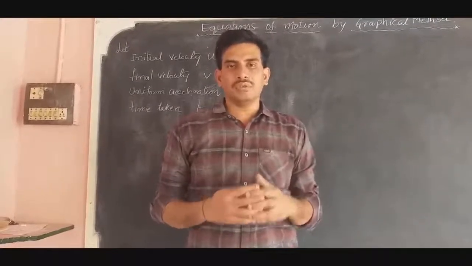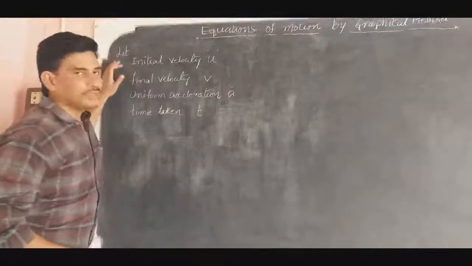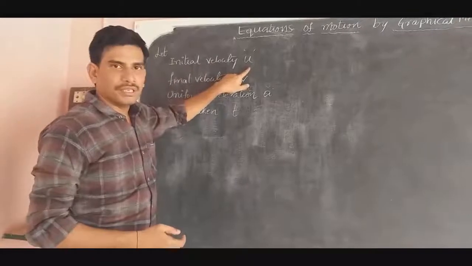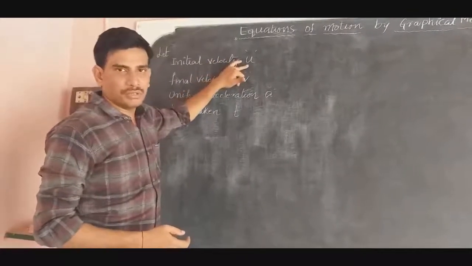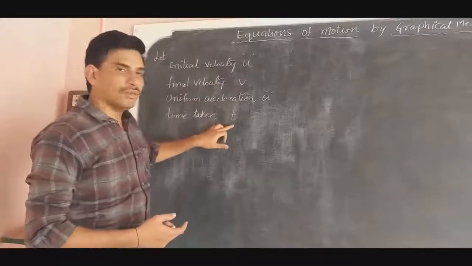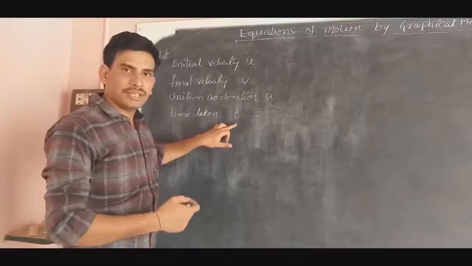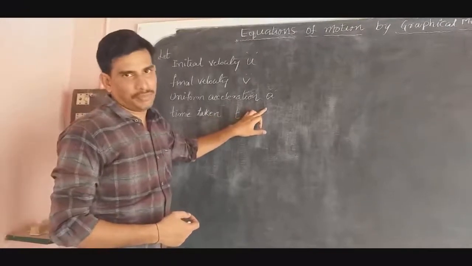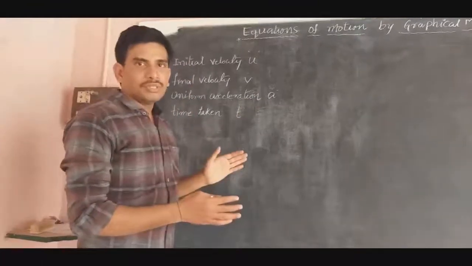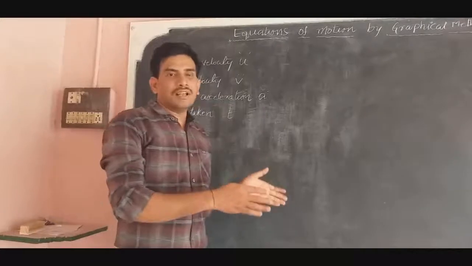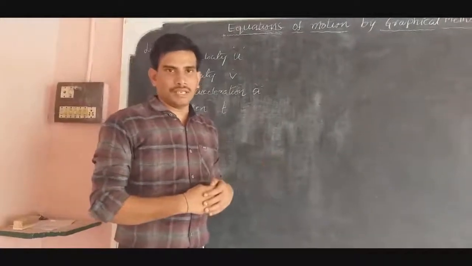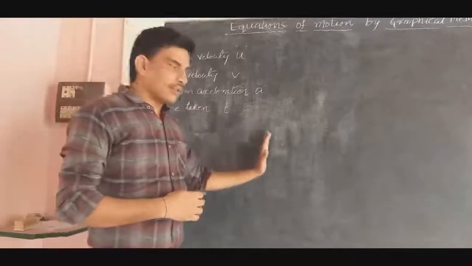For this, assume a situation like this. An object is moving with the initial velocity u, and it increases its velocity to v within the time duration of t seconds with the uniform acceleration of a. This situation we need to represent on a graph.